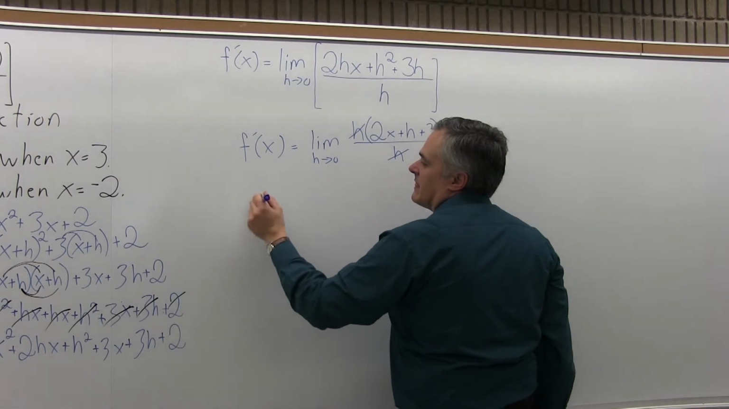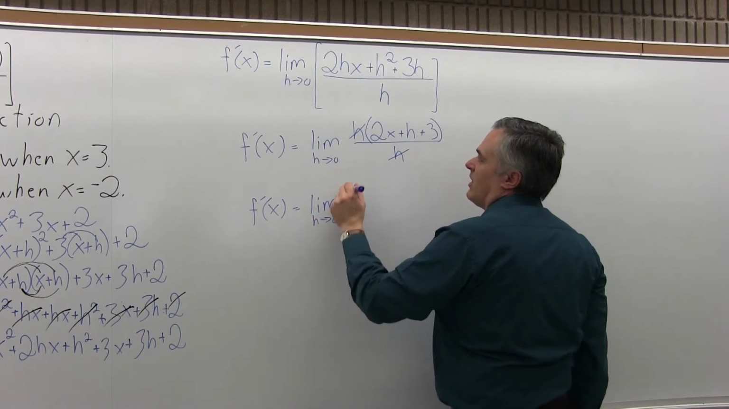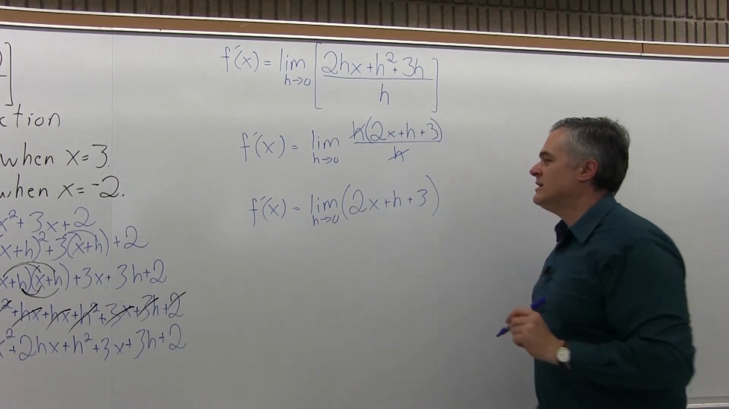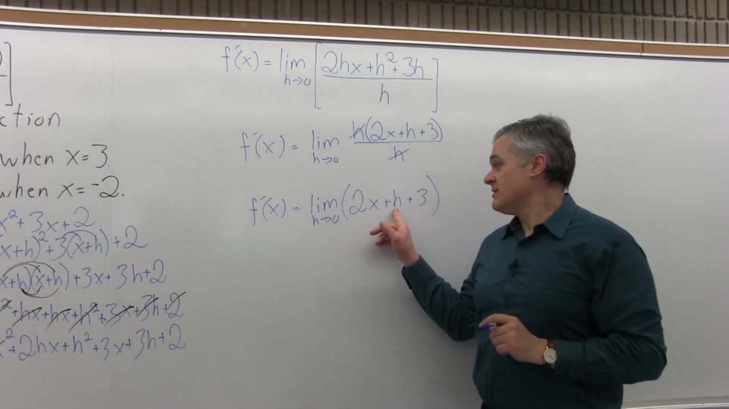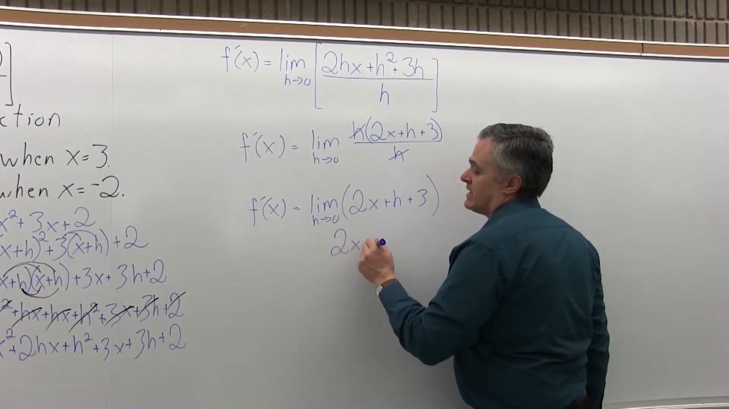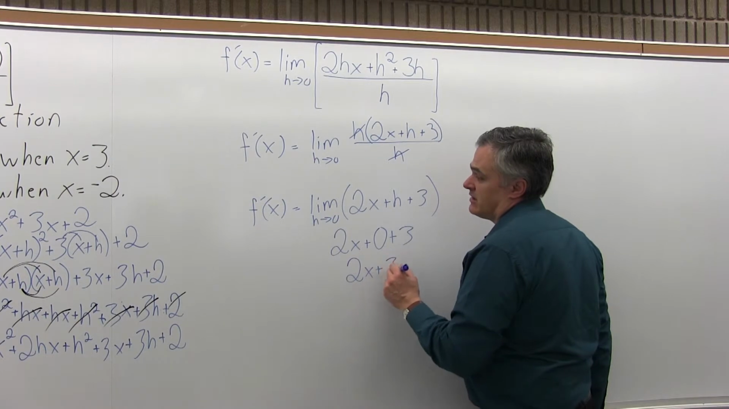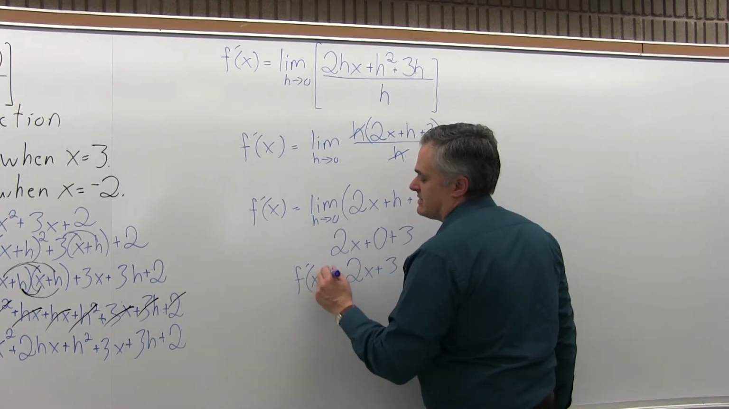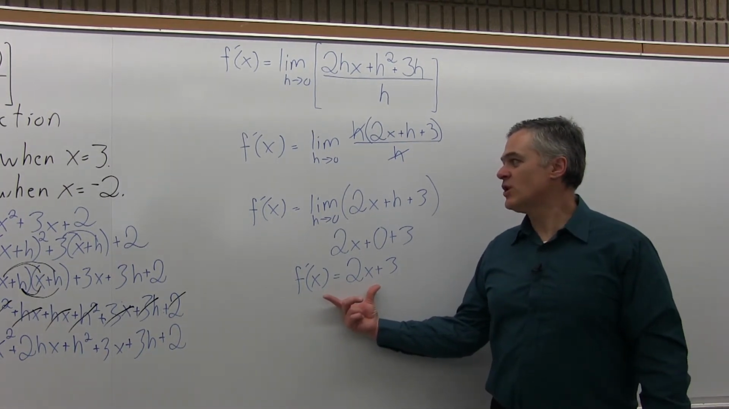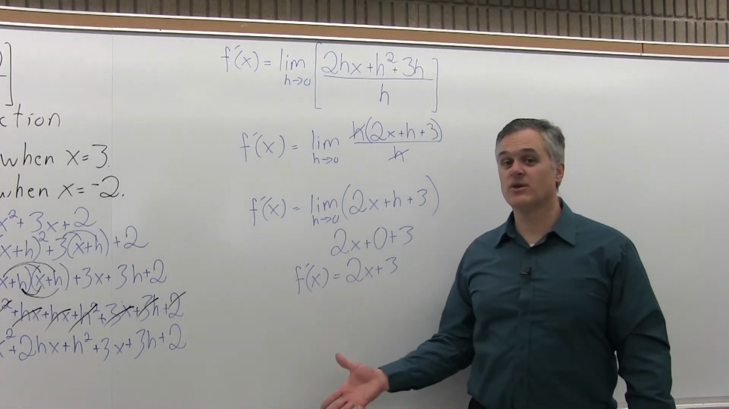So now f prime of x equals the limit as h approaches 0 of 2x plus h plus 3. Now that we've removed the h from the denominator, there's only this one h left. I can let that run down to 0. So that limit is 2x plus 0 plus 3, which is really 2x plus 3. So f prime of x equals 2x plus 3. This little equation will tell me the slope of the original function anywhere I want. For any value of x I want, I don't even need to know what the graph looks like.